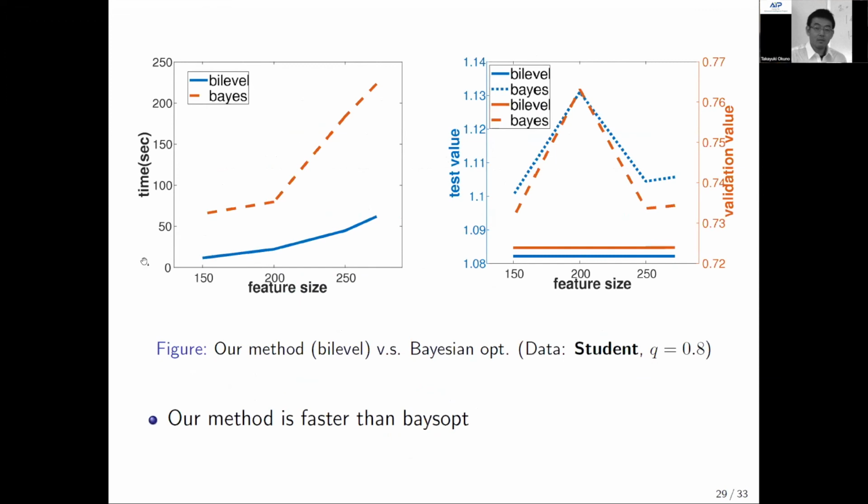We also make a comparison of the time, test value and validation value as the feature size grows. Our bi-level algorithm is here, at the bottom. We can see our algorithm is superior to Bayesian optimization. In particular, the CPU time spent is much smaller than Bayesian optimization. So this is the numerical experiment.